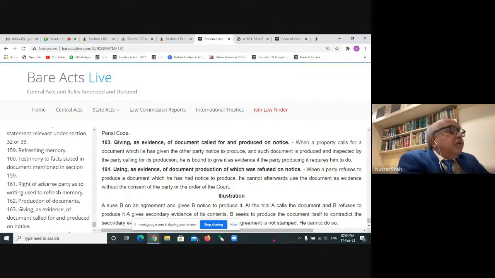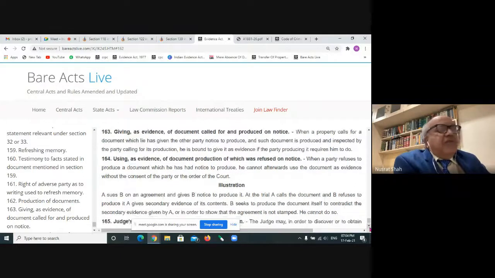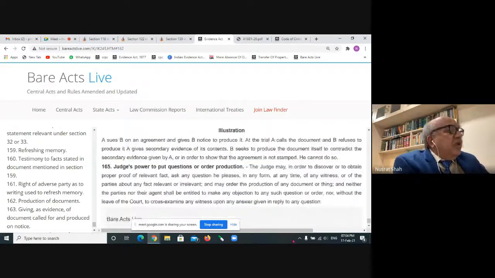Isn't it? Now under 165, the judge has infinite powers, untrampled powers to ask any question or asking for protection of any document, relevant or irrelevant. Nobody can question the judge. So please remember these sections very well with regard to protection of document. Understood? Yes, sir. Thank you.